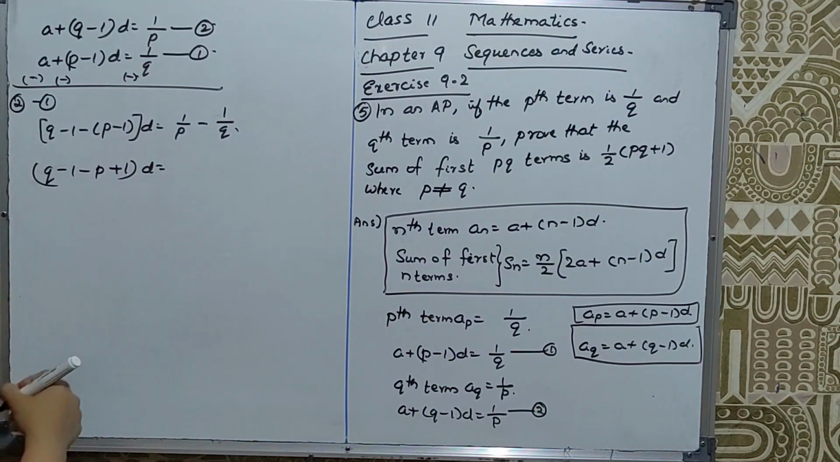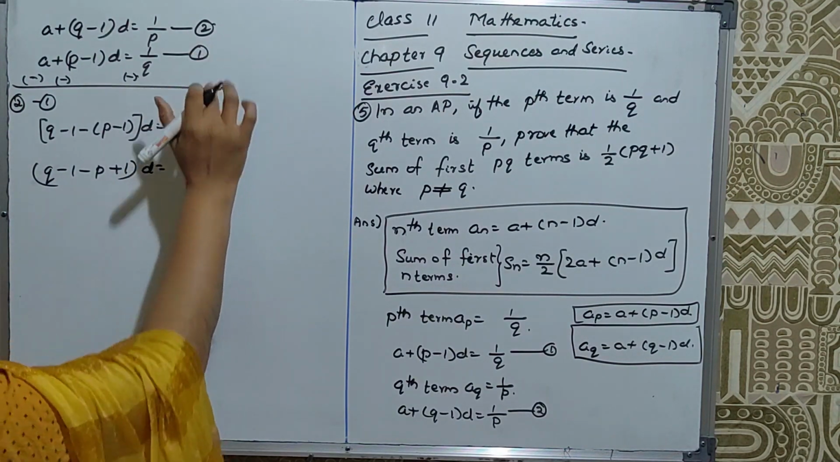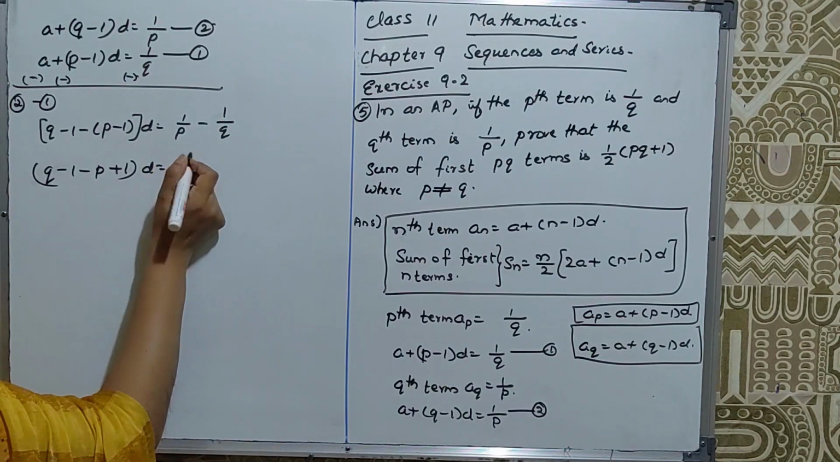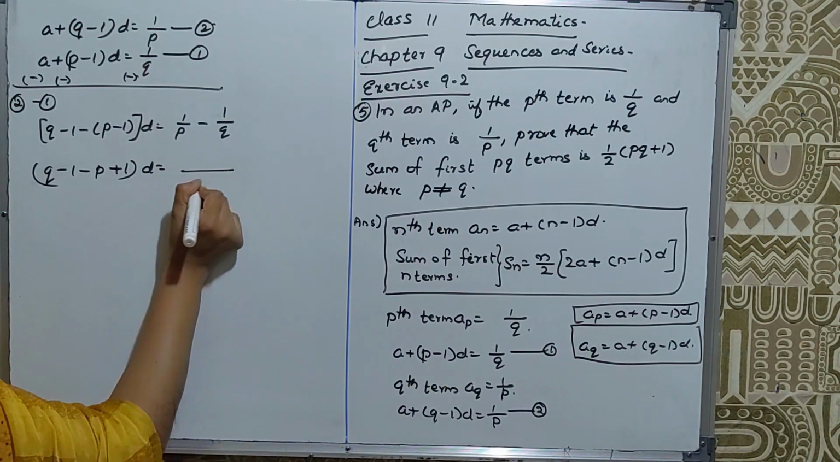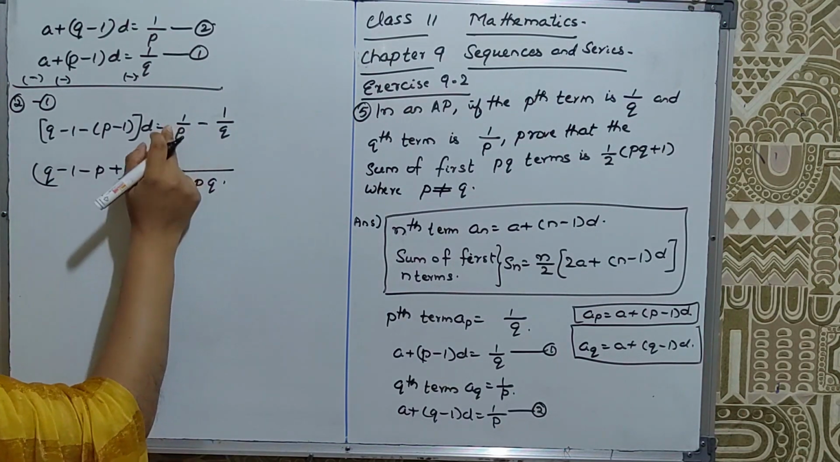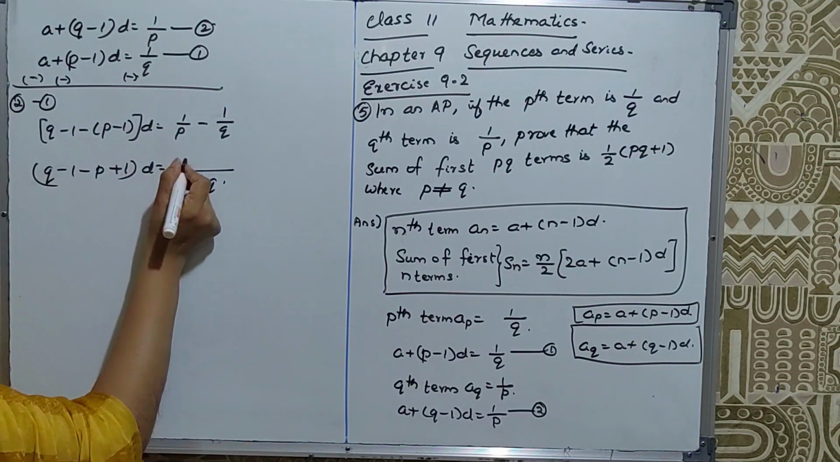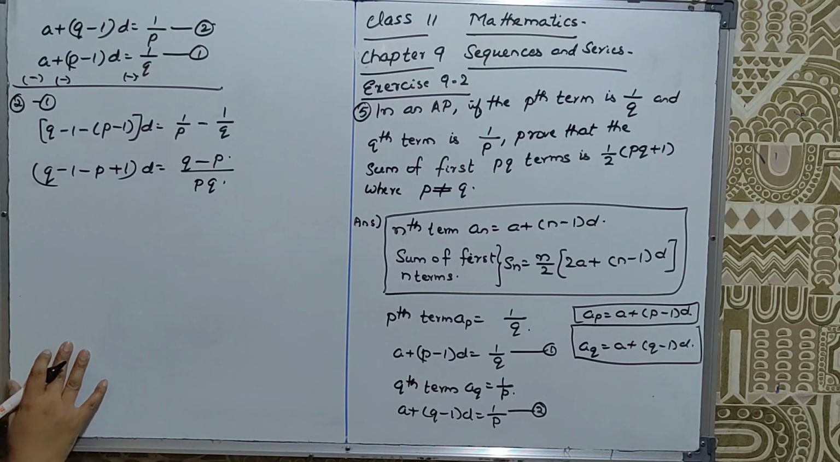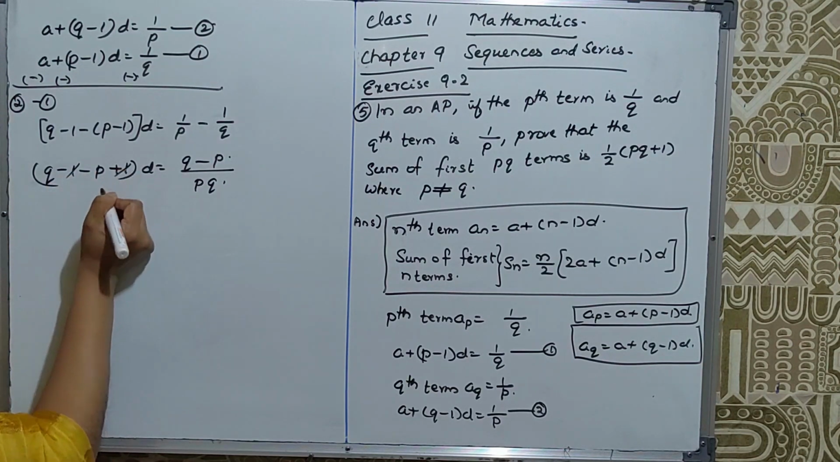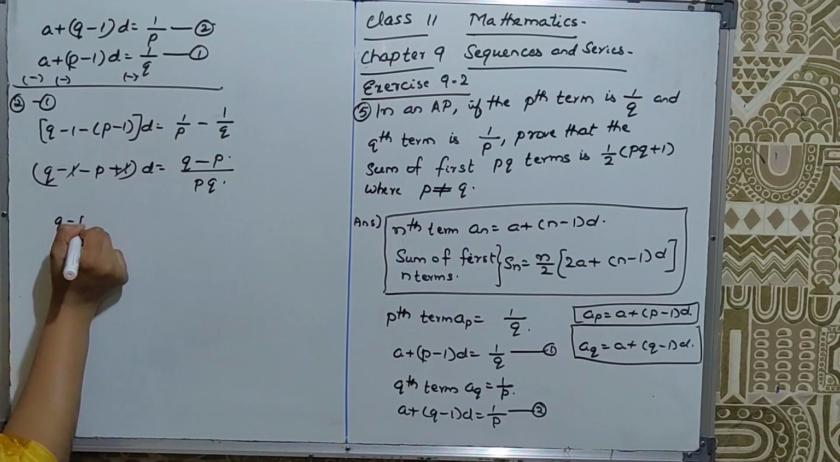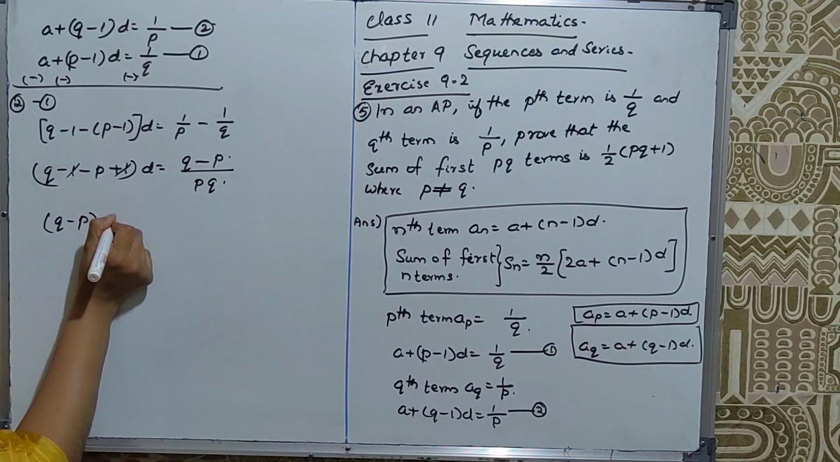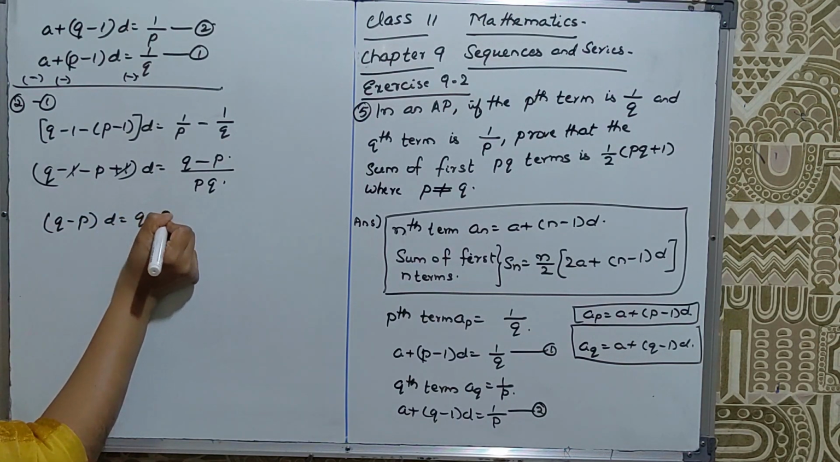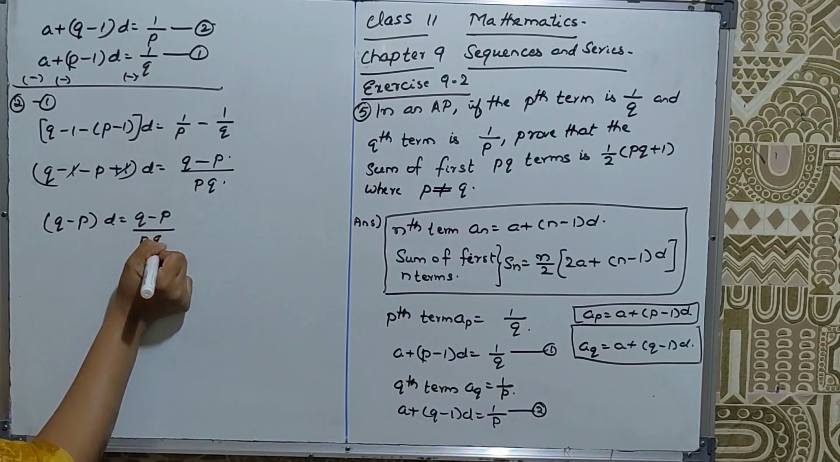It will be equal to, we'll take the LCM of the denominators on the right side. pq is the LCM. Multiply each numerator with the missing denominator, that means q minus p. Now in this one, minus 1 plus 1 will be cancelled. We'll get q minus p into d is q minus p divided by pq.